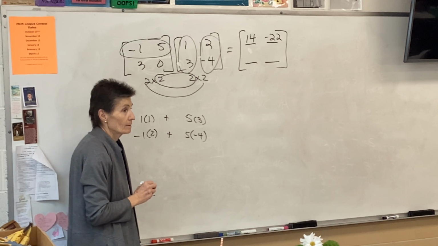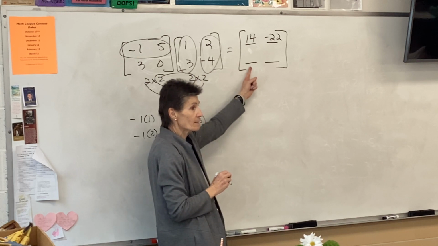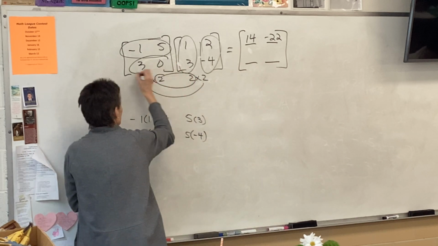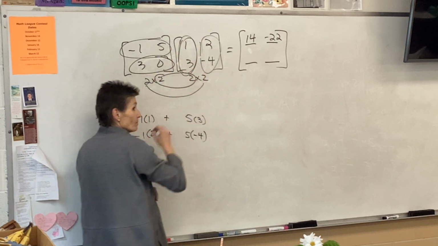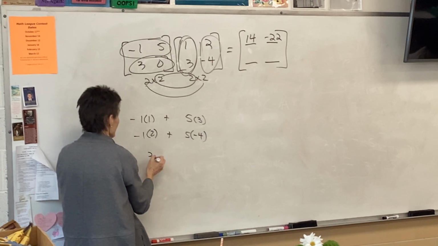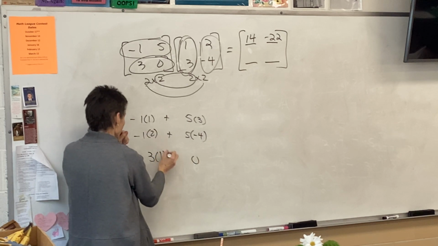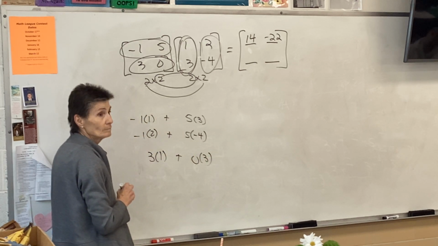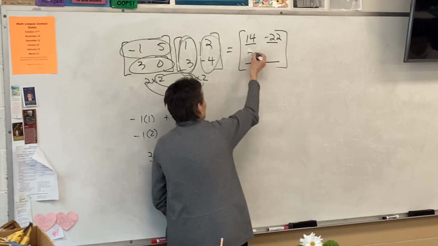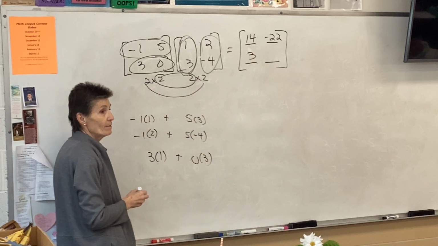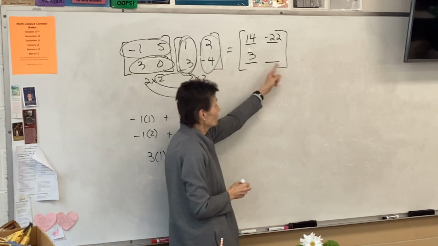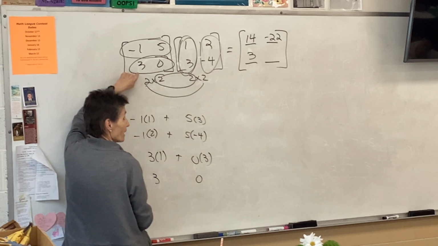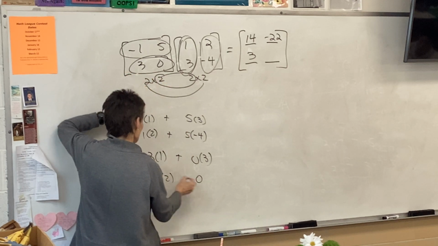Alright? Where am I here? I'm ready for this number right here. This is row 2, column 1. So 3, 0, and 1, 3. And then finally, row 2, column 2. So 3, 0 again. And then 2, negative 4.